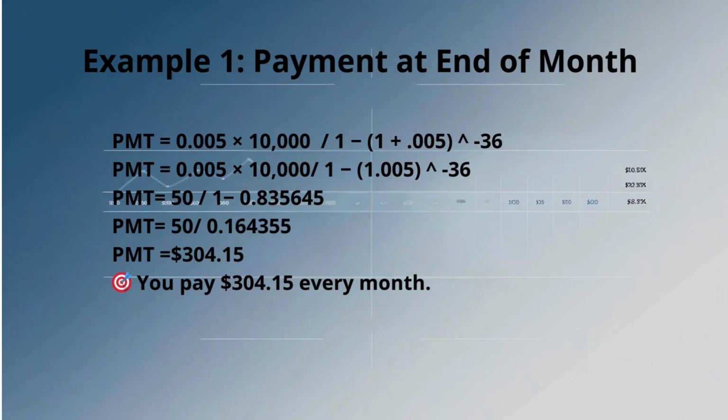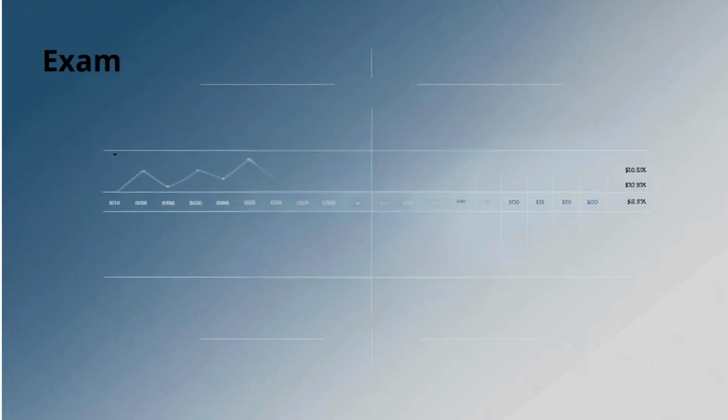PMT equals 50 divided by 1 minus 0.835645. PMT equals 50 divided by 0.164355. PMT equals $304.15. You pay $304.15 every month.